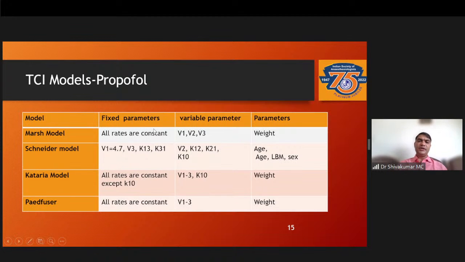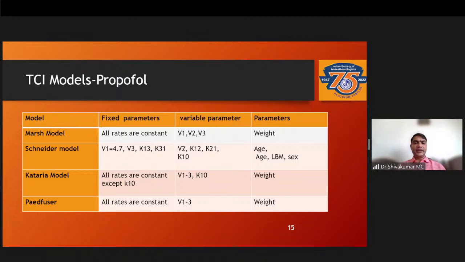So in a Marsh model, the rates are fixed. In the Schnider model, V1 and V3 are fixed. In the Marsh model, V1, V2, and V3 are variable. These are based on the weight of the patient. In the Schnider model, V2, the constants between V1 to V2 and V2 to V1, and the elimination constants are variable. These are based on the age, lean body mass, and the gender of the patient.